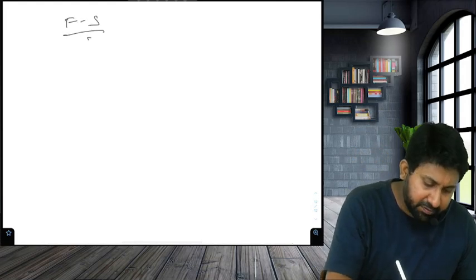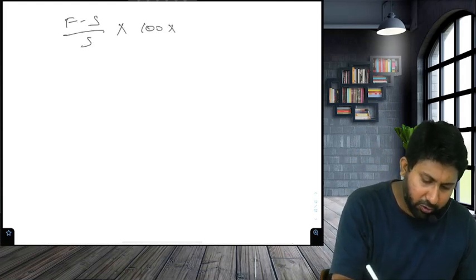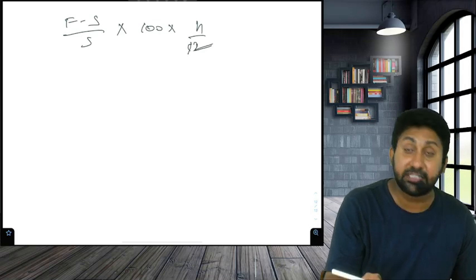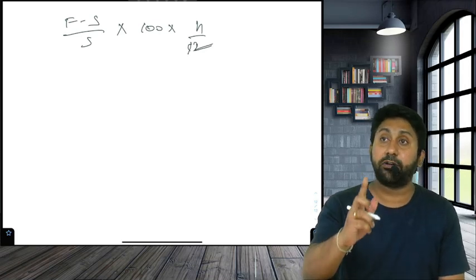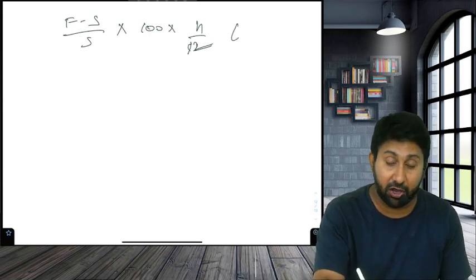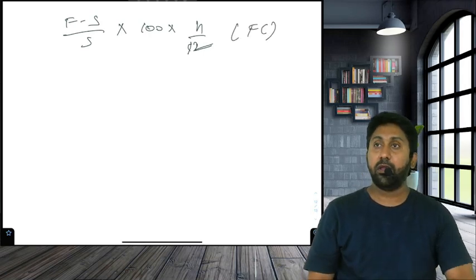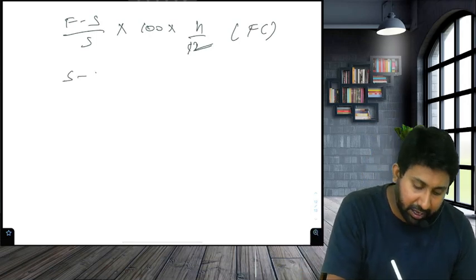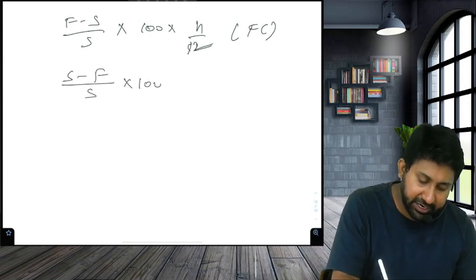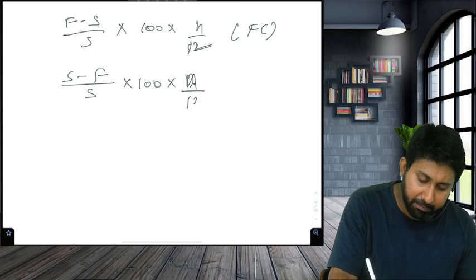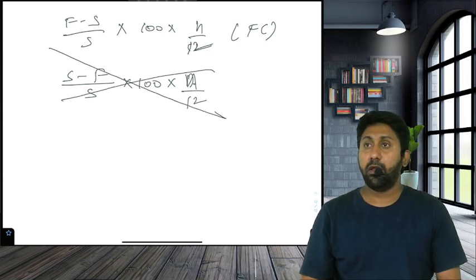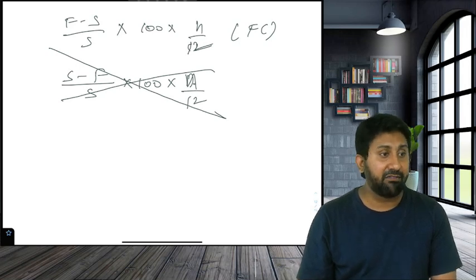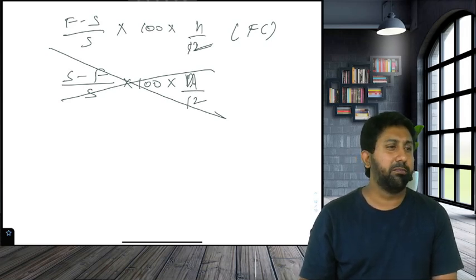f minus s by s into 100 into n by 12 is a formula for what? It is a formula for forward premium or discount on a per unit currency, also called a foreign currency. Home currency formula, s minus f by s into 100 into n by 12. But this has no meaning. The answer will come, theoretically one answer will come, but there is no meaning for that.